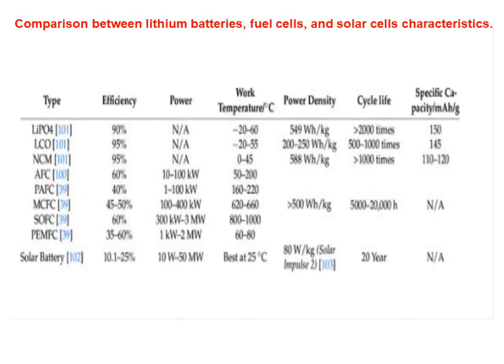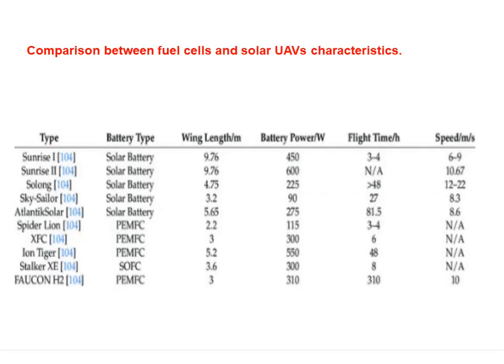And the comparison of the lithium battery, the fuel cell and the solar cell characteristics. There will be different types of batteries based on the efficiency. There are different classifications, and the power and working temperature, power density, cycle type and lithium. Everything will be clearly identified from the diagram table.